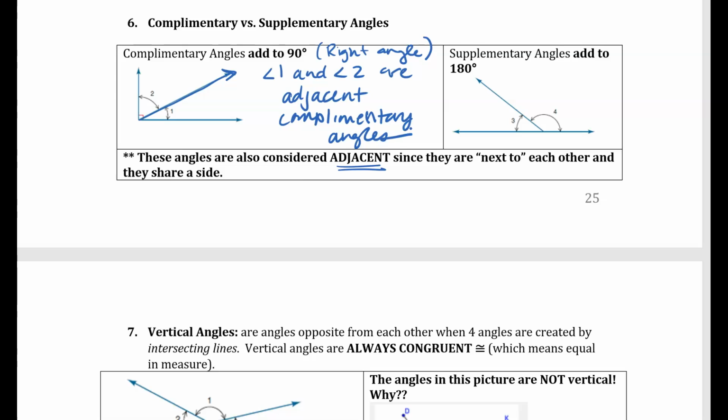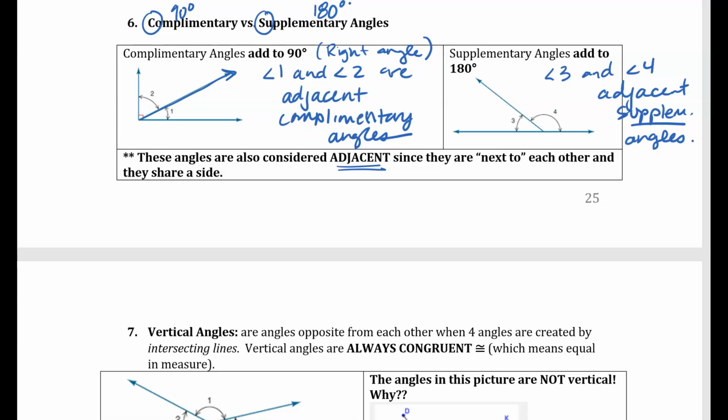Okay. In this picture, 3 and 4 are adjacent supplementary angles because they're next to each other and they add to 180. So angle 3 and angle 4 are adjacent supplementary angles. One thing that I always tried to think of when I was younger and I was having trouble remembering the difference between complementary and supplementary, I always remember that C comes before S in the alphabet and 90 degrees is smaller than 180. I know it seems silly, but that always helped me remember that complementary went with 90 and supplementary went with 180.